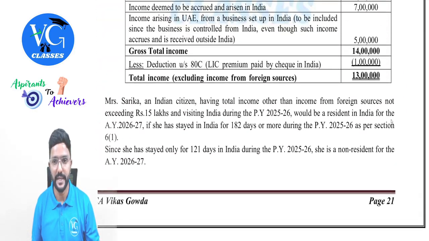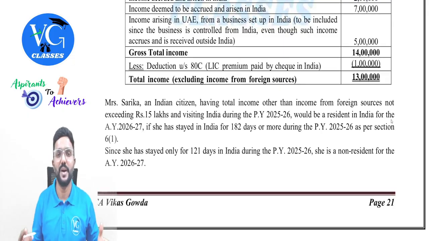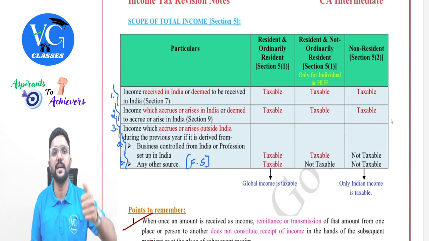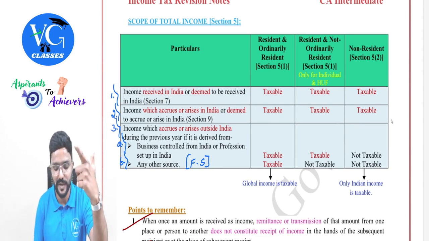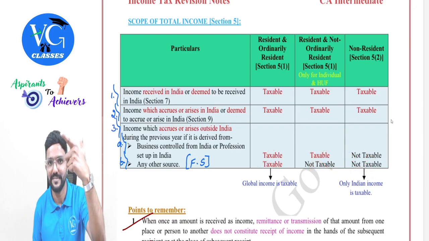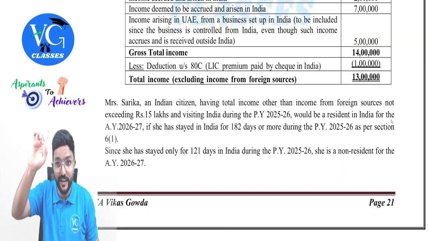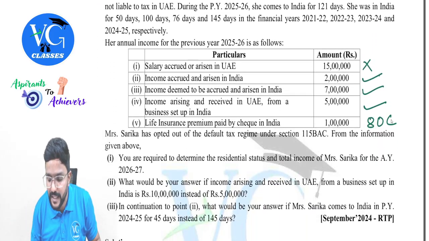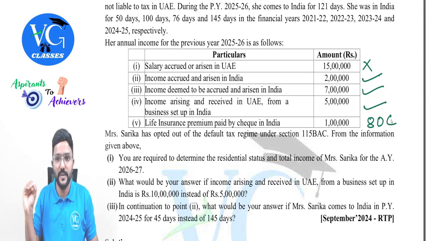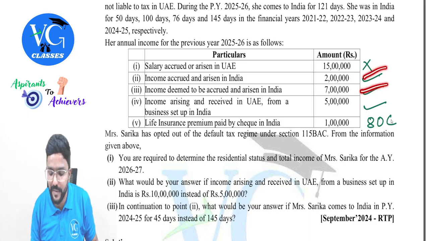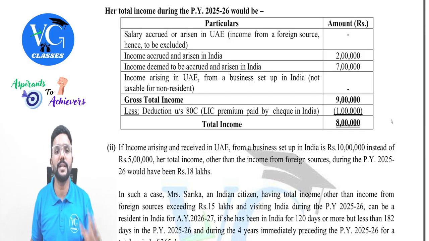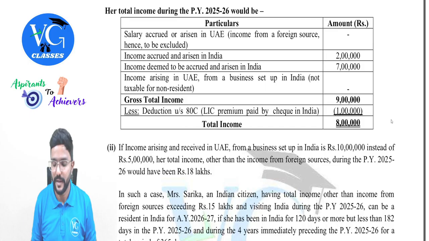So she is a non-resident. And when she is a non-resident, what is her total income? We need to refer to this table now. We need to consider only the income received in India and earned in India. Whereas this will not come. Please be careful. Correct? Yes, guys. Now the figure will change. As she is a non-resident, should we consider this figure? No, guys. We should not consider. So what will be our total income? 2 plus 7 minus 1. Correct? Yes. So please be careful. Our total income during the previous year 25-26 would be 8 lakhs. Hope you understood. Please don't get confused.